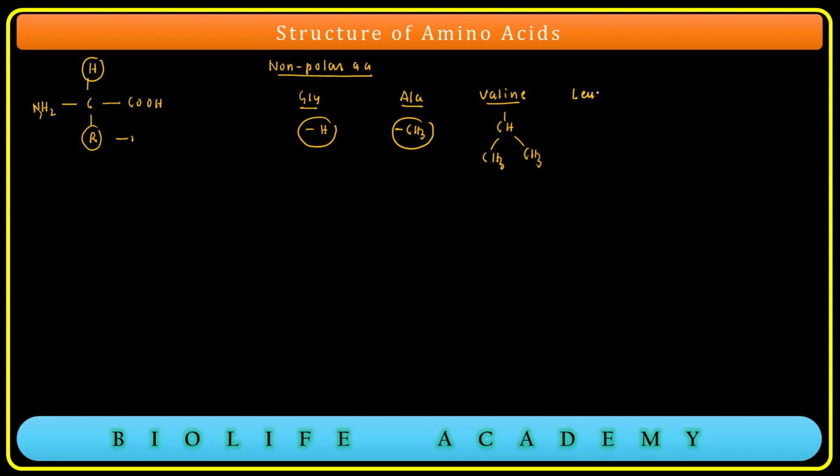Now leucine. In leucine we will find this group: CH2, CH, CH3, CH3. This group is attached to this chiral carbon. And the last non-polar amino acid is isoleucine. Here it is just like leucine, but the position of this methyl group changes like this.